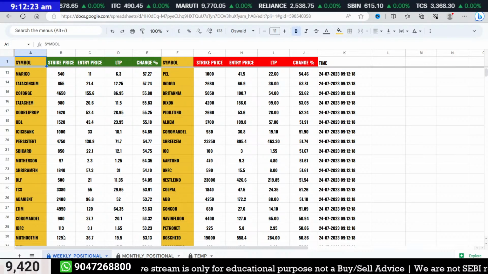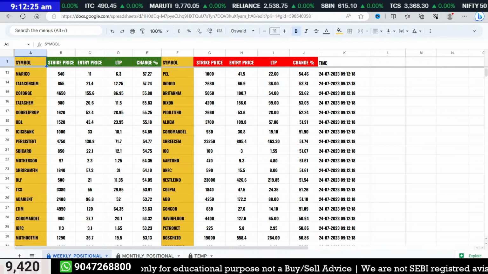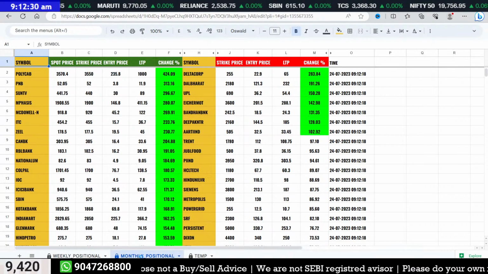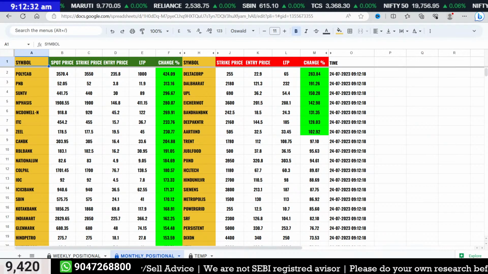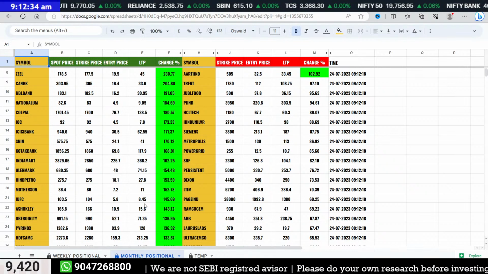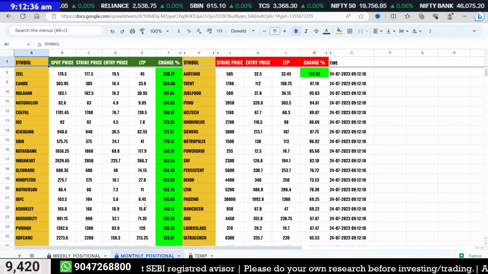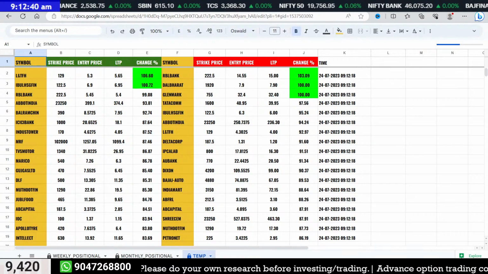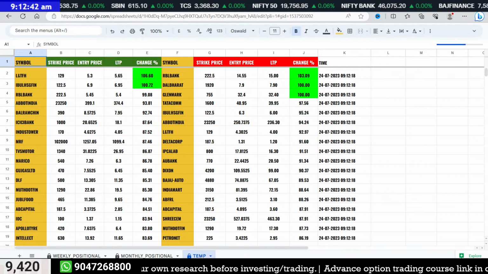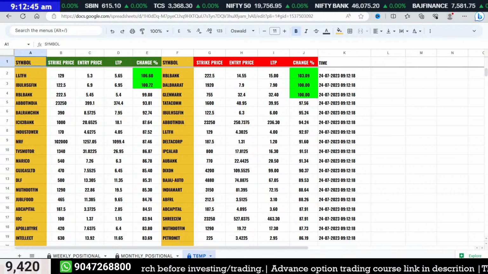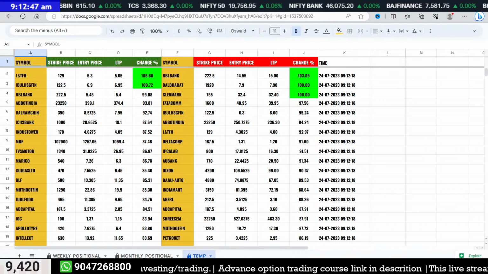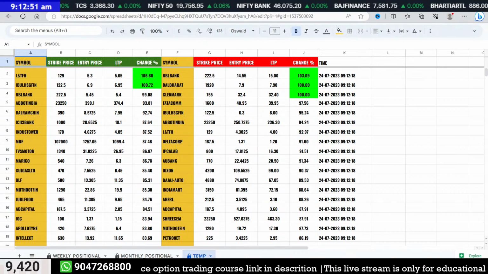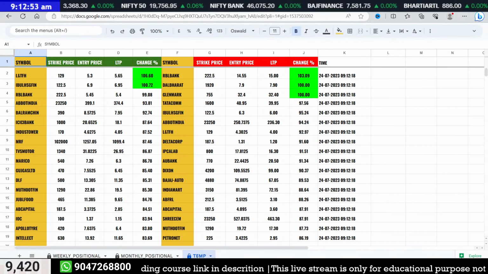Some of those options we are going to focus on, and another one, monthly positional, is still the same. Anyone who is holding a monthly positional should try to exit the position, or else you will have to pay more margin. The temporary file is for testing purposes. We updated this sheet and this is for testing. I'm doing it, so those who are using the sheet, don't try any other trade opportunities, just simply wait for this.